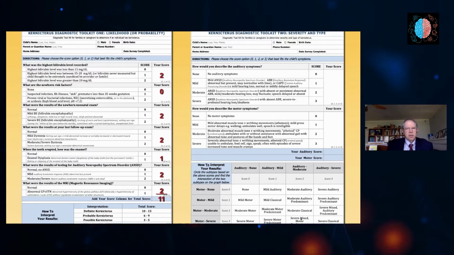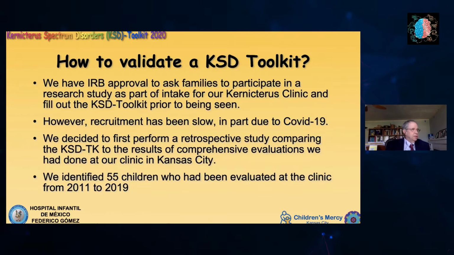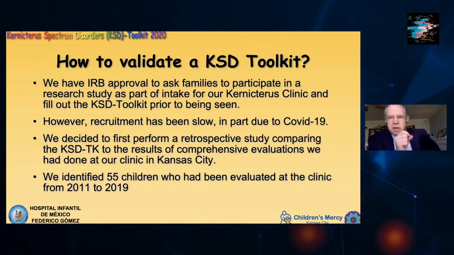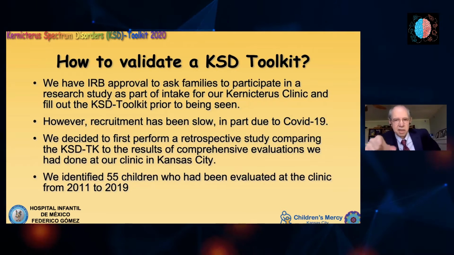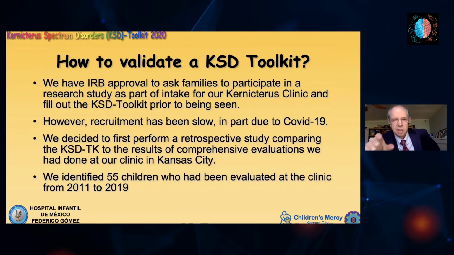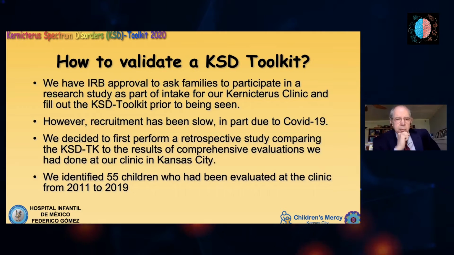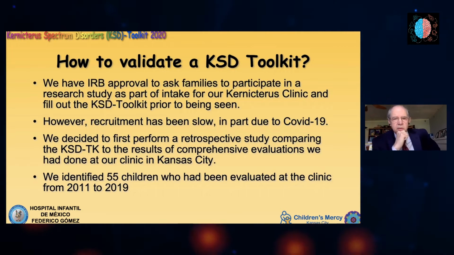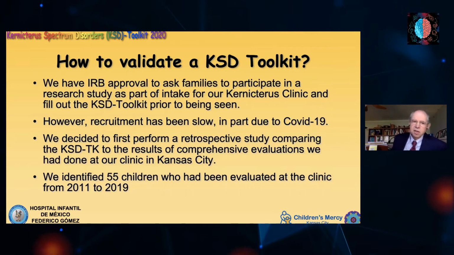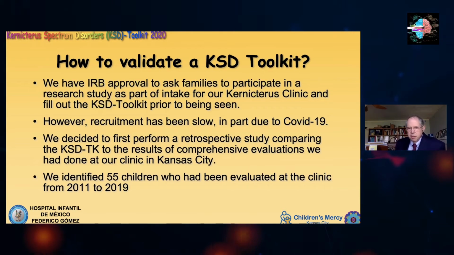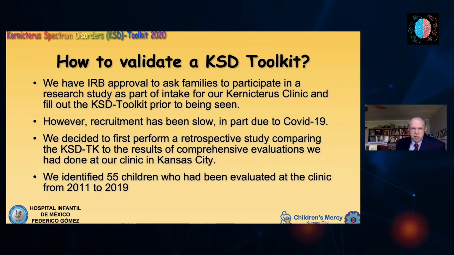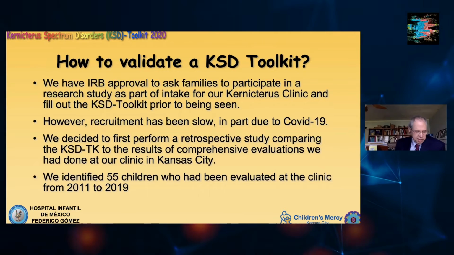So next question is, how do we validate this as a toolkit? Well, we have IRB approval to ask families to participate in a research study. And as part of the intake, they can participate and fill out this toolkit before they're seen. But recruitment has been slow for a number of reasons, in part due to COVID-19. So we decided first to perform a retrospective study comparing the kernicterus spectrum disorder toolkit to the results of comprehensive evaluations we had done in our clinic in Kansas City.